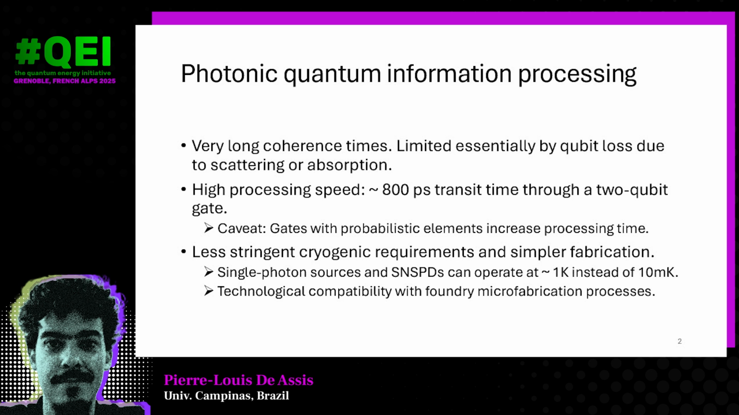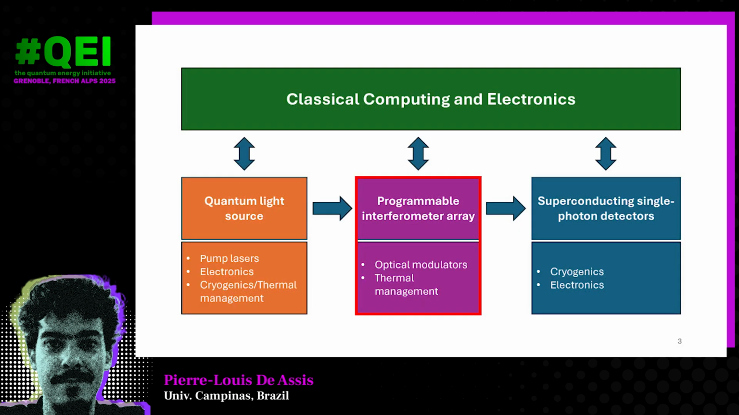And they have less stringent cryogenic requirements and, let's say, simpler fabrication, because there are now foundries that can prepare these circuits for you, and you can operate at about 1 Kelvin instead of the millikelvin range for your single photon sources and for detectors.